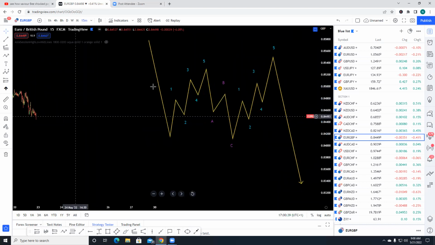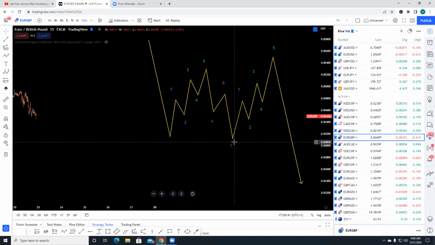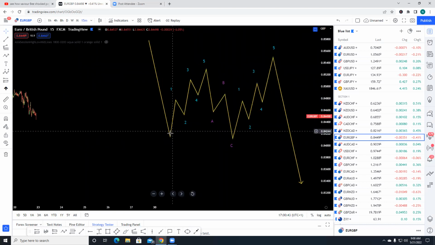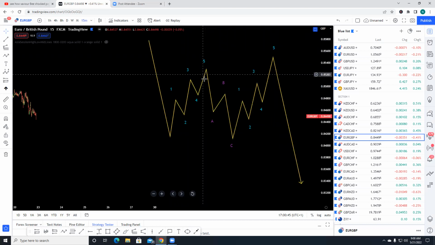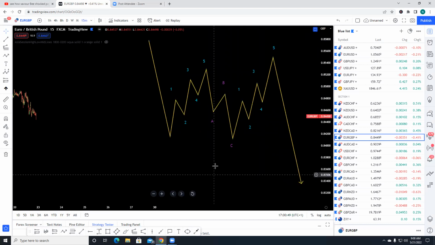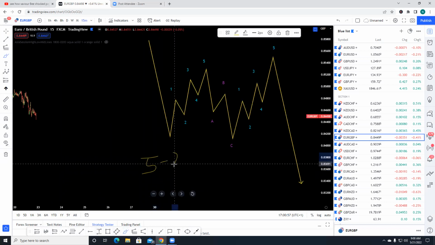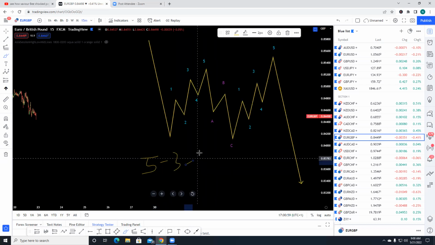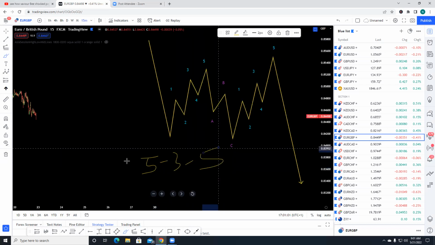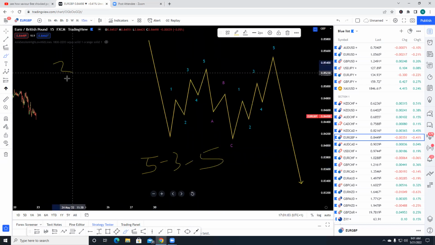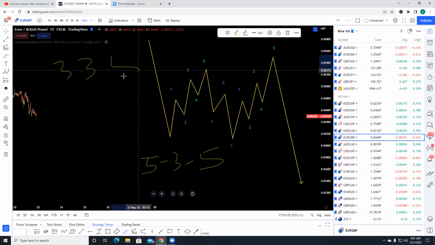So what do you see here? This is a 5, 3, 5 structure. Why is this one 5? 5 waves to the upside. Why is this one 3? 3 waves in the middle, 1, 2, and 3. Why is this 5? 5 waves to the upside. That is why we say flat can either be a 5, 3, 5 structure, or it can be a 3, 3, 5 structure.